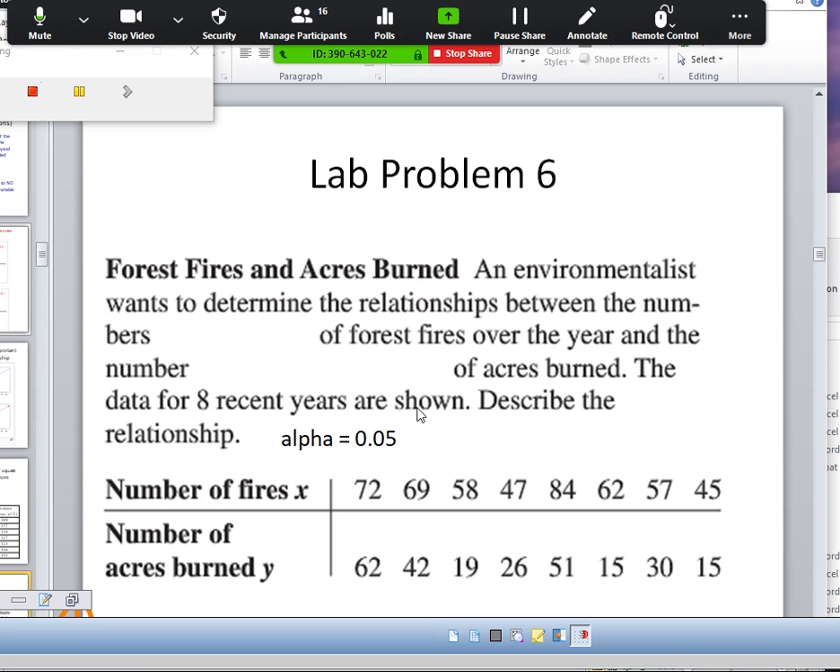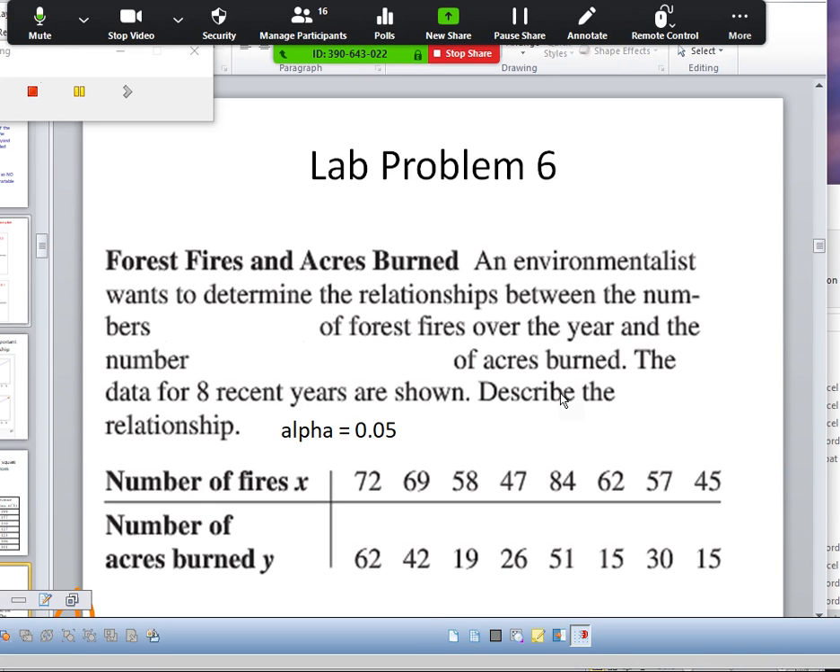All right, so you guys finish up your quiz problem 2 if you didn't, and do lab problem 6. I'll give you guys 10 minutes in your rooms.